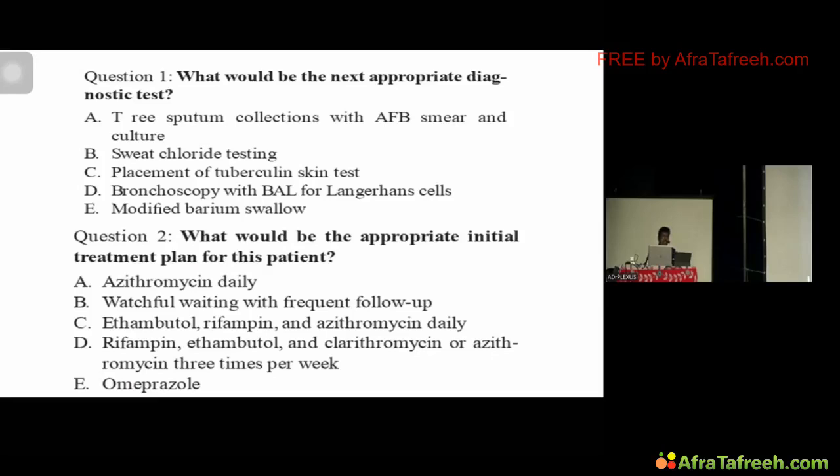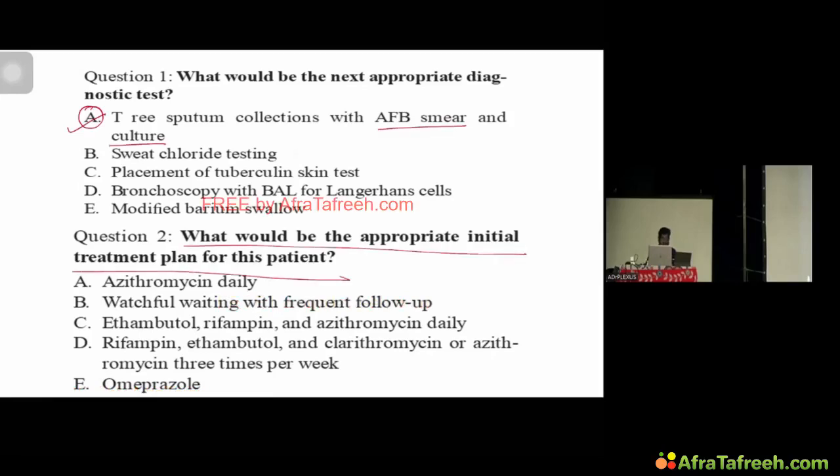So a patient is coming to you with a history of weight loss and night sweats, and the patient's cough is refractory to treatment. What will you do? You will try to rule out TB with a sputum specimen for AFB smear and culture. What would be the appropriate initial treatment plan for this patient?